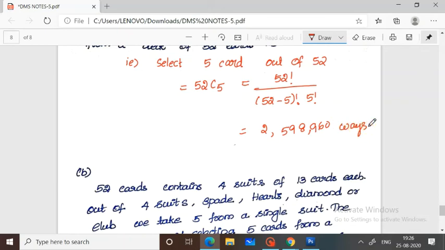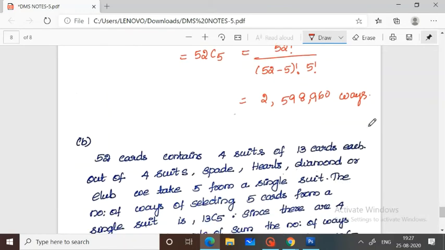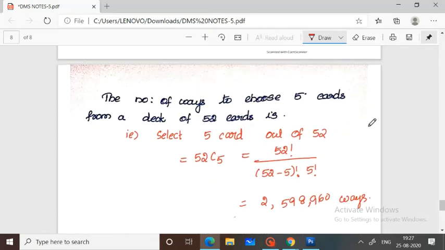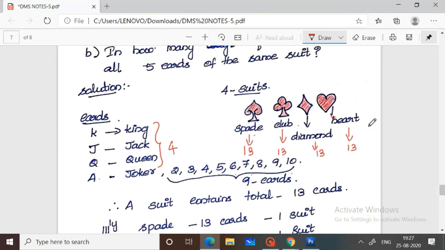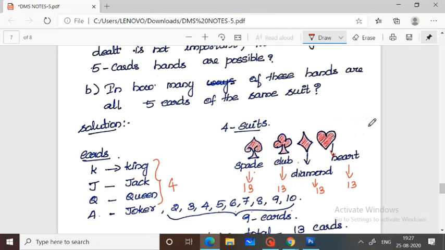Now coming to the next category: 52 cards, 4 suits and 13 cards. Out of the 4 suits, spade, heart, diamond, club, we are having here. What is asked here? In how many of these hands are all 5 cards of the same suit?